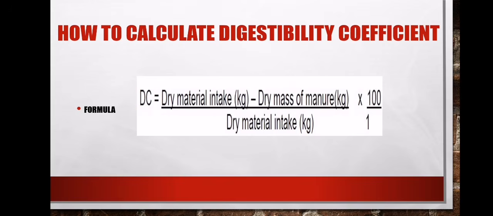You say the dry material, the feed that you take, which is dry, minus the manure that you remove, which is dry, divided by the dry material intake. Let's look at how we can use this formula to calculate the digestibility coefficient.